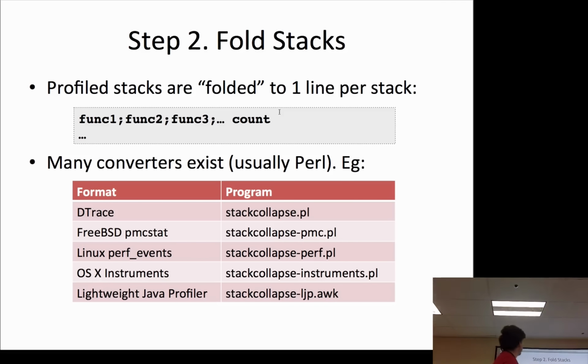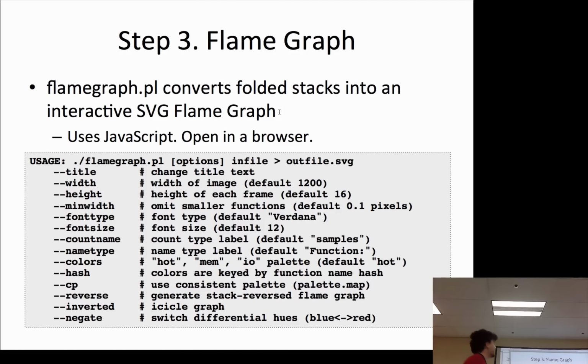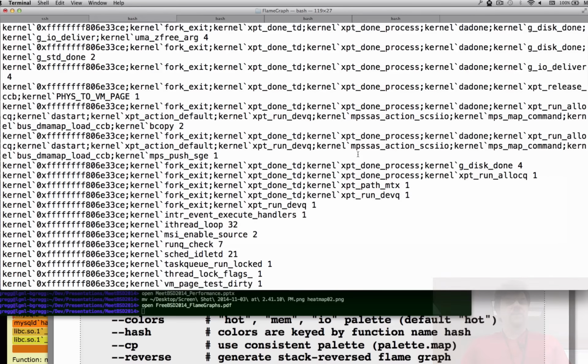The stack format I already gave you a quick look at, and there are stack collapse programs for all sorts of things, including Linux perf events and Mac OS X Instruments. And I wrote one for the lightweight Java profiler because I needed it. The FlameGraph program itself, you can customize various things, like change the title and the width and height, and I've been adding some new features so that you can actually do icicle graphs now straight from FlameGraph if you want to flip it. And you can also do reverse FlameGraphs, which I don't have an example of.